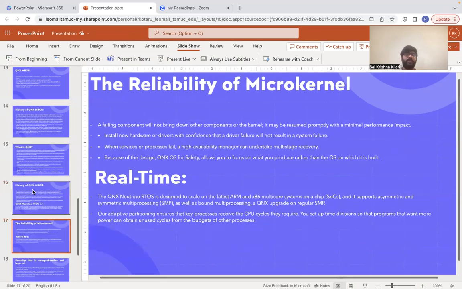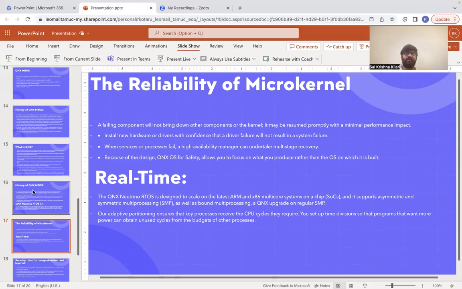The reliability of the microkernel means a failing component will not bring down the other components or the kernel. It may be resumed promptly with minimal performance impact. Install new hardware or drivers with confidence that a driver failure will not result in a system failure. When services or processes fail, the high availability manager can undertake multi-stage recovery, because of the design of QNX OS for safety, which allows you to focus on what you introduce rather than the OS on which it is built.